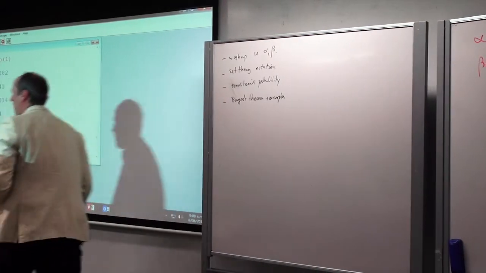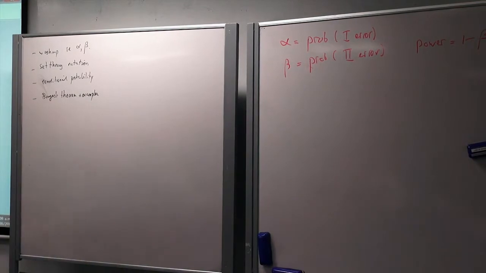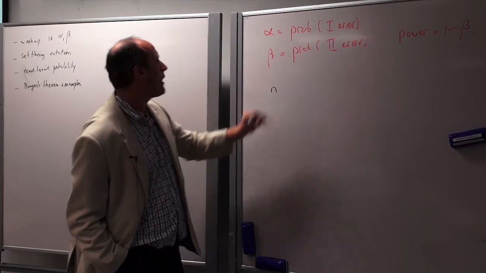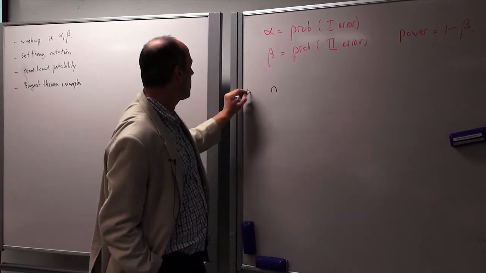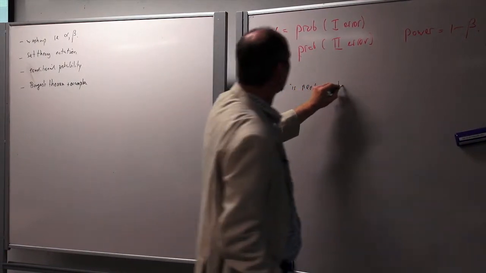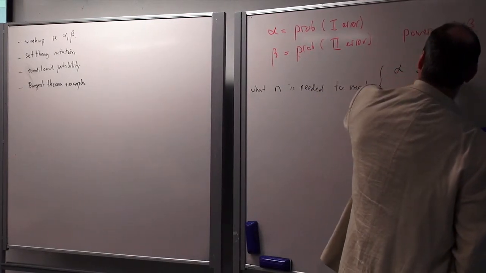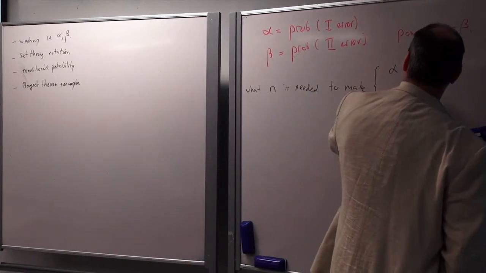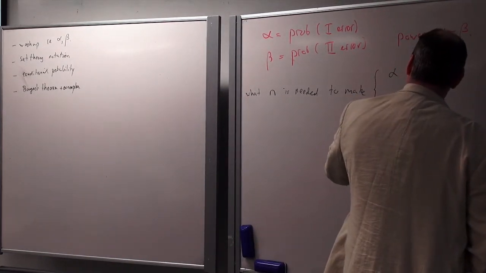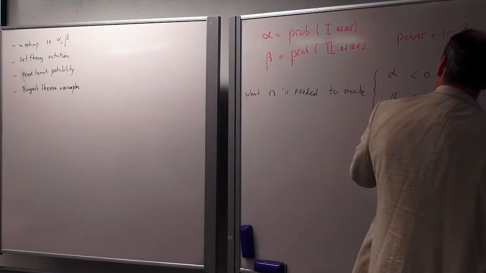Let me find a better color pen. And you'll remember that the final example, I didn't finish it because we ran out of time. But I was wondering what n I required, what n is needed to make 2 things happen. Alpha has got to be less than 0.05 and beta had got to be less than 0.2, and of course that means that the power has got to be greater than 0.8.